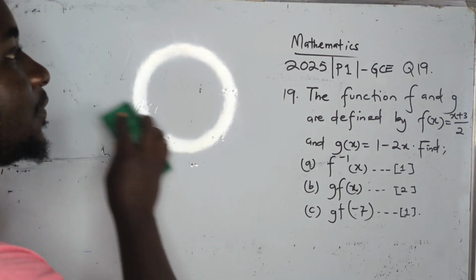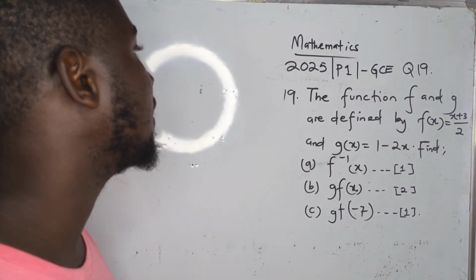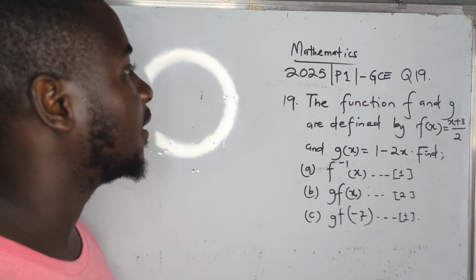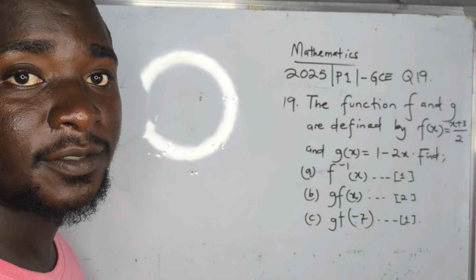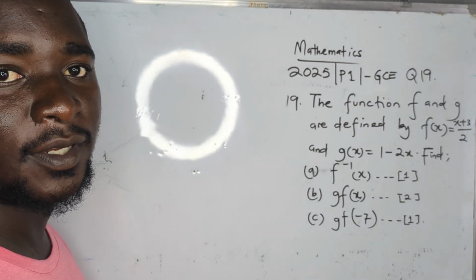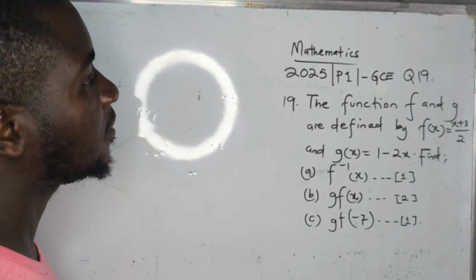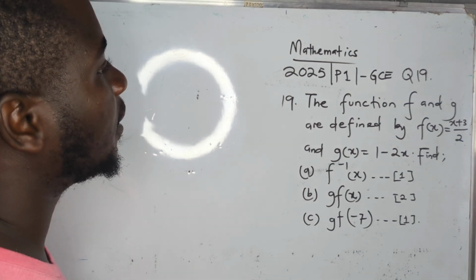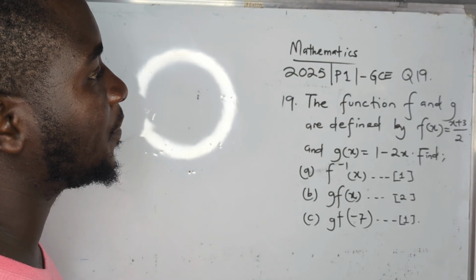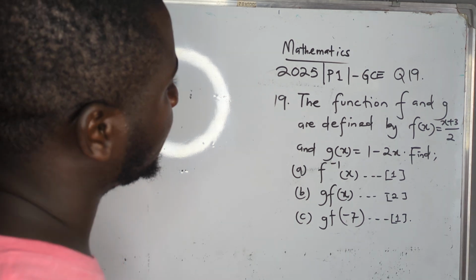Today, helping those that are writing GCE as well as those that are writing internal. So those are good groups. With me, I have a very simple question that did come in 2025. That was paper 1, GCE, and it came on question number 19.